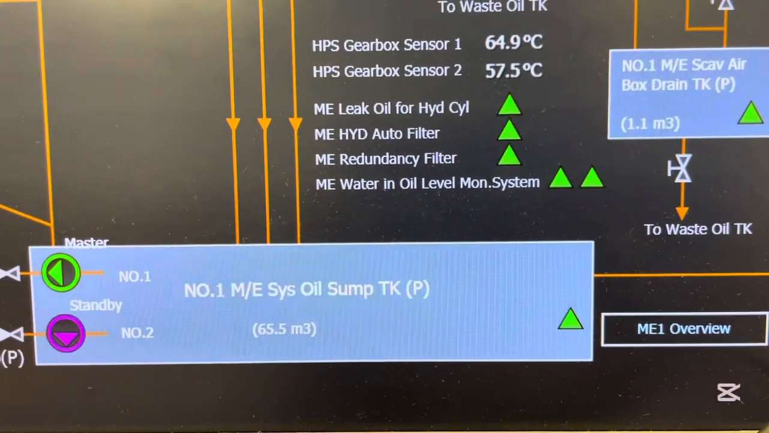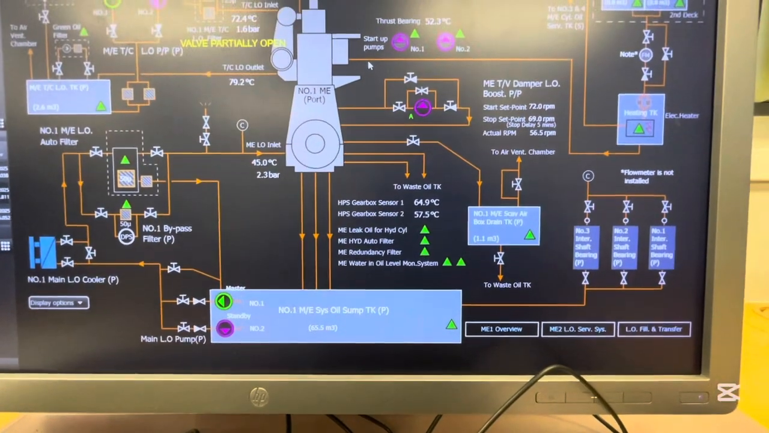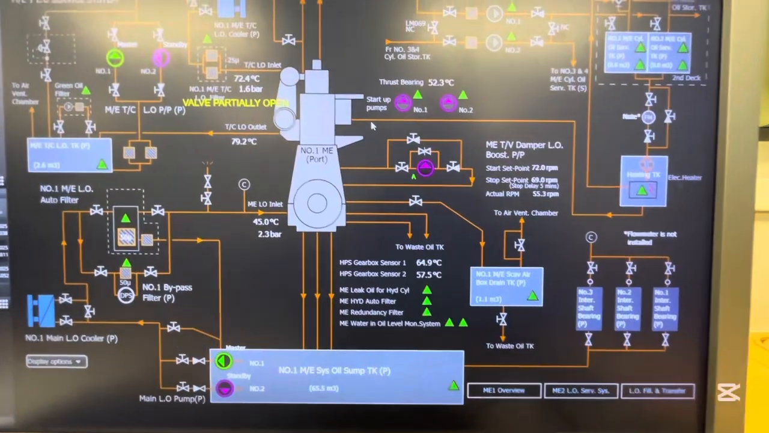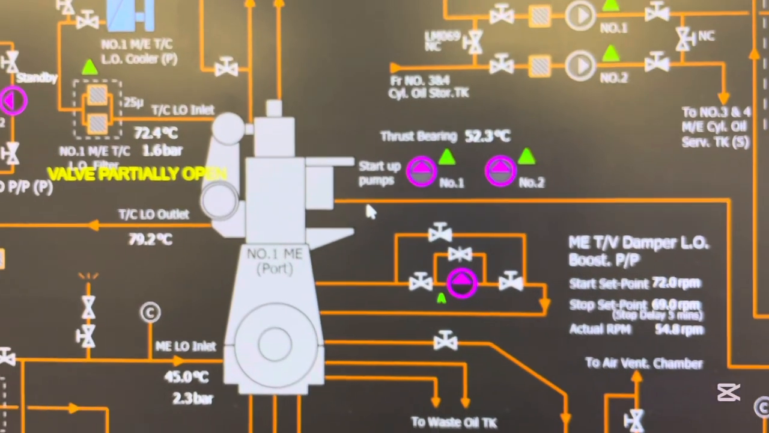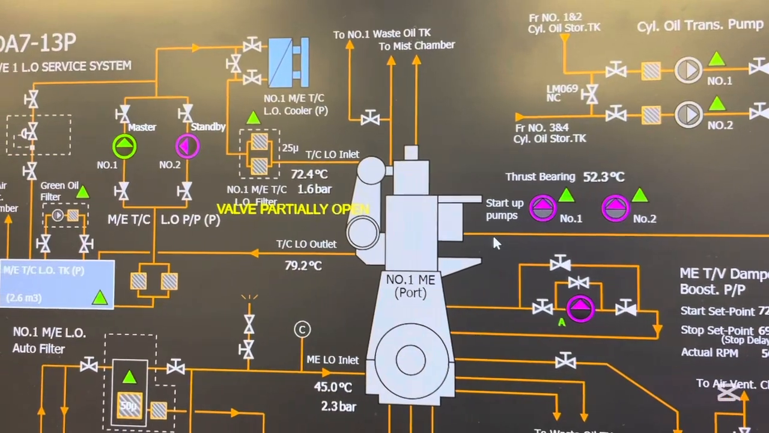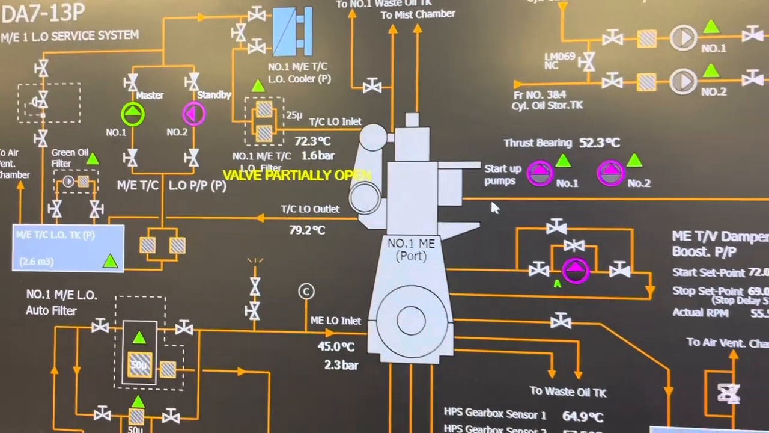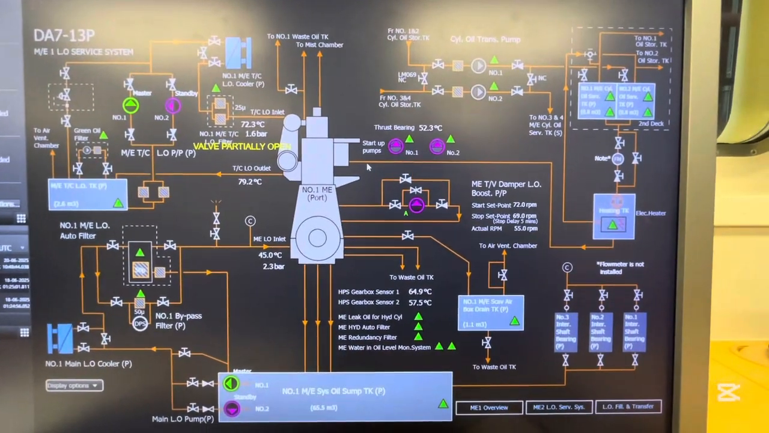And regarding the main engine lube oil system, just remember we have three main engine lube oil systems. One is the main engine lube oil system, then the main engine turbocharger lube oil system, and finally the main engine cylinder oil lubrication system. We'll see them individually in detail after this particular introduction. So just know these three things, okay?